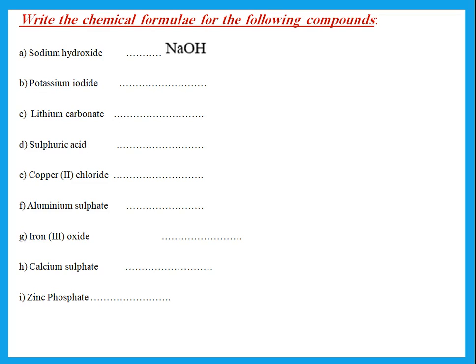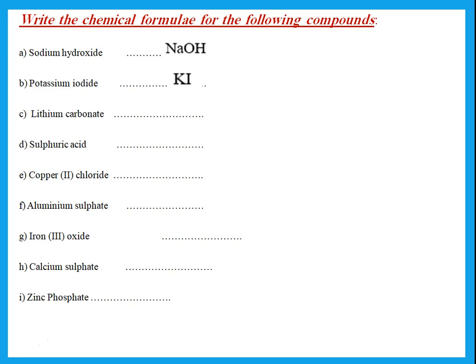Potassium iodide. Potassium is K. Iodide is what you have in your periodic table as iodine. Remember, we said in the periodic table it's iodine. If I put it as a compound, it is something iodide. So potassium is K, iodine is I, valency of potassium is 1, valency of iodine is 1, and that's my formula.